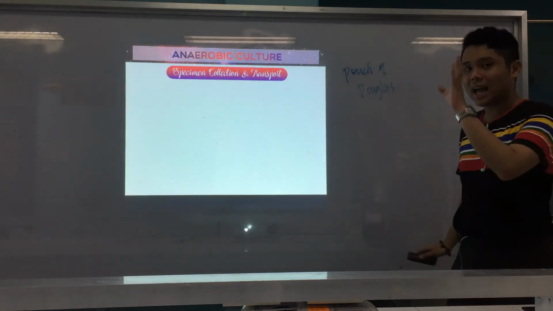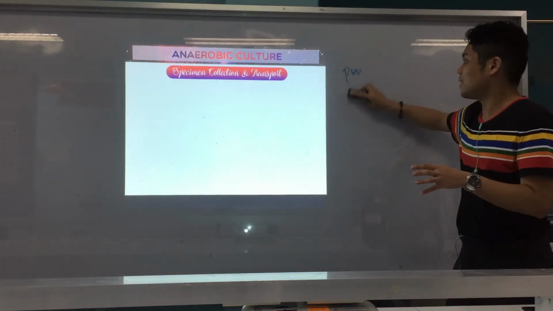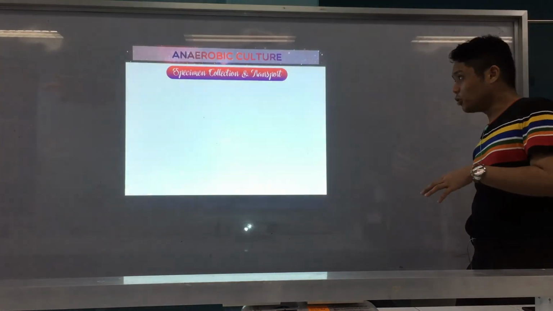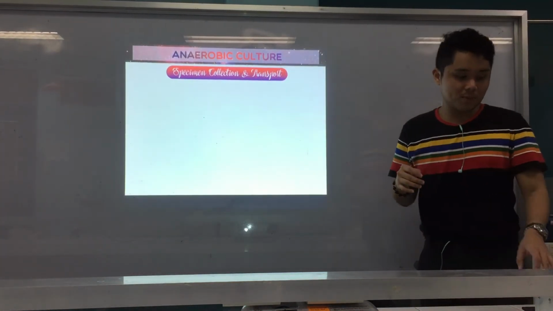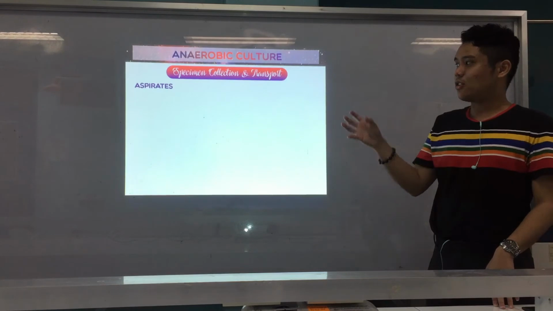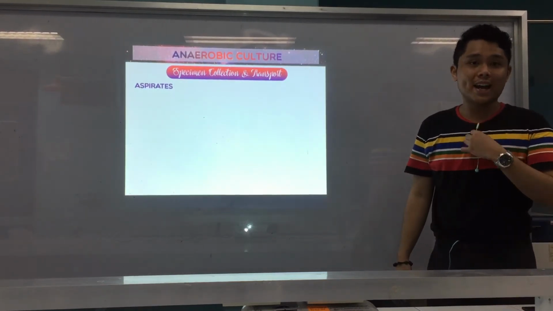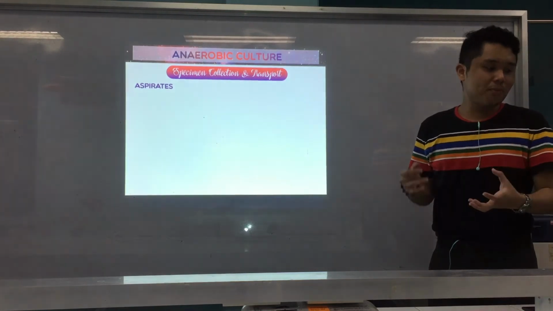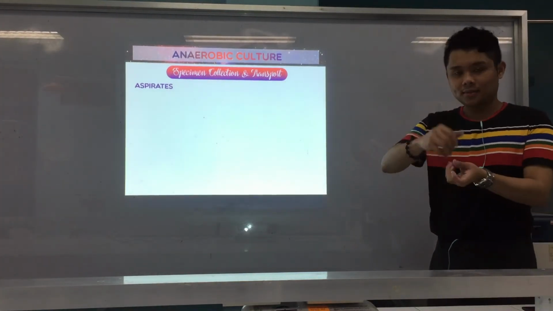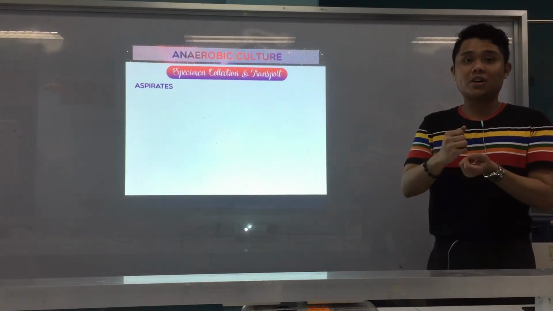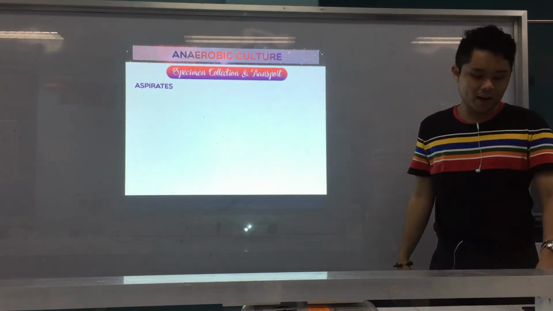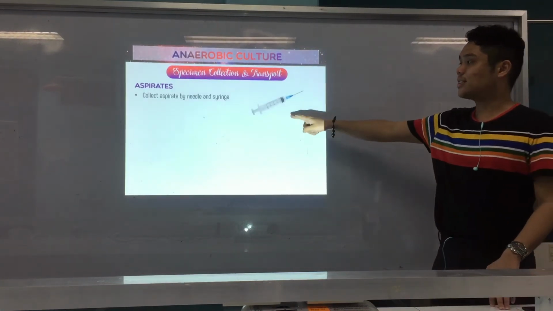So those are the acceptable specimens per anatomic site. We'll now go to the different specimen collection and transport methods. How do we collect? First, of course, is the aspirate, the specimen of choice for anaerobic culture or anaerobic studies. You collect it using a syringe and aspirate. So for aspirates, again, needle and syringe.